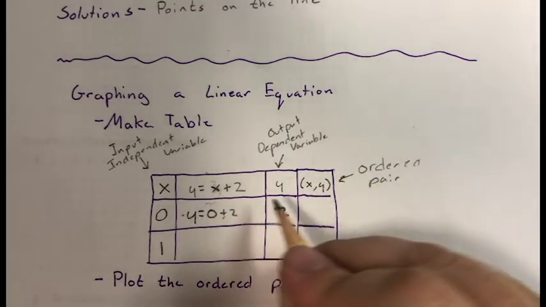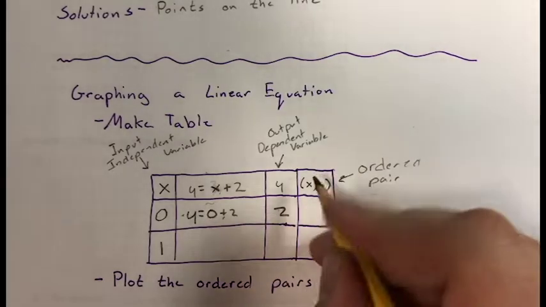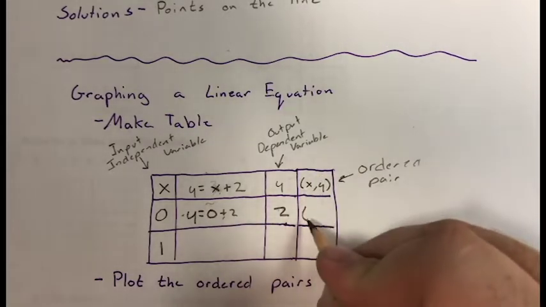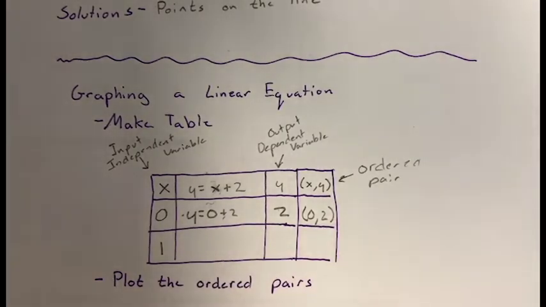So that gives me my input of 0, my output of 2, and that creates an ordered pair. Well, what was my x? It was 0. What was my y? It was 2. So I have this ordered pair. Now I'm going to do the same thing.